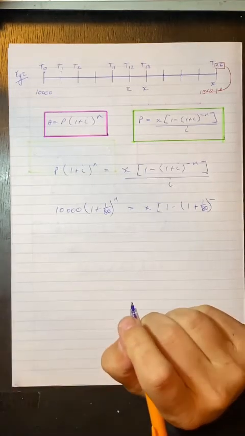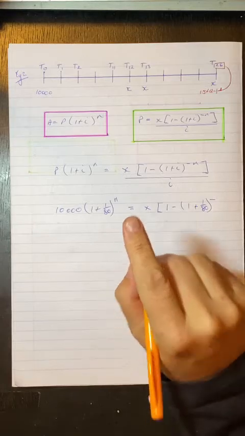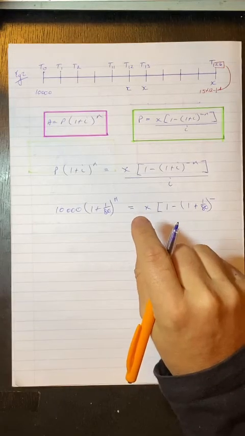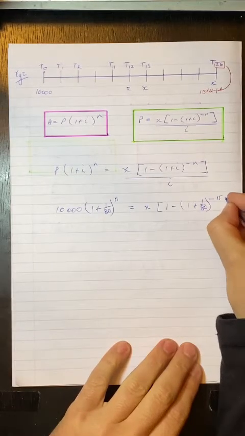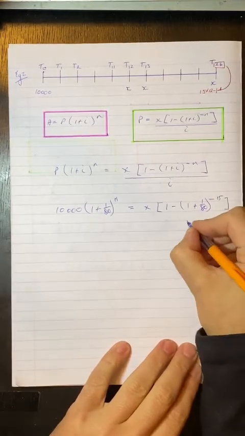Now, it says here she's going to repay this by means of 15 monthly payments. So our N is 15, and our i is still 1 over 80.